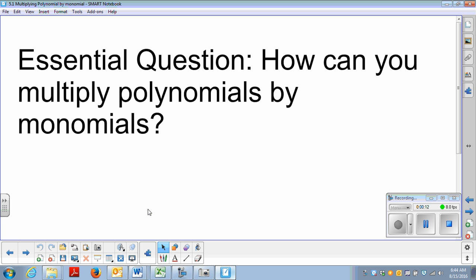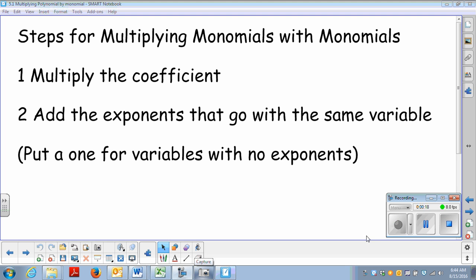Today's essential question is, how can you multiply polynomials by monomials? Here are the steps for multiplying monomials with monomials. Here we're just going to multiply one monomial by a single monomial, and you'll see later that that's important for doing auto multiplication.